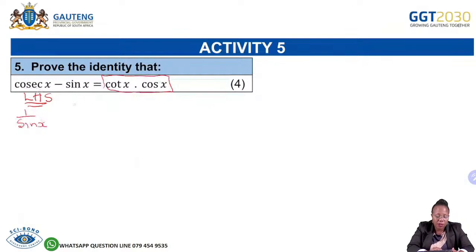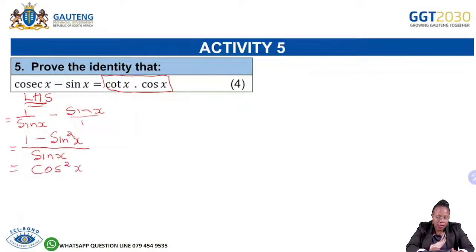I hope you are now familiar with these reciprocals. And then this is sine x, if there is no denominator, over 1. So now here is a subtraction of fractions. That means we consider the LCM method. Our LCM is sine x. And then sine x into sine x once, 1 times 1 is 1. Minus 1 into sine x times sine x, that is sine squared x. And then 1 minus sine squared is cos squared x over the sine x.